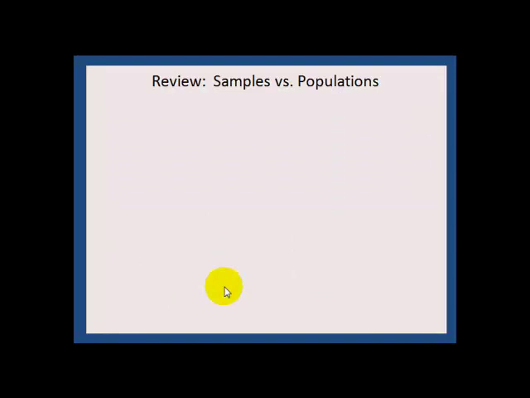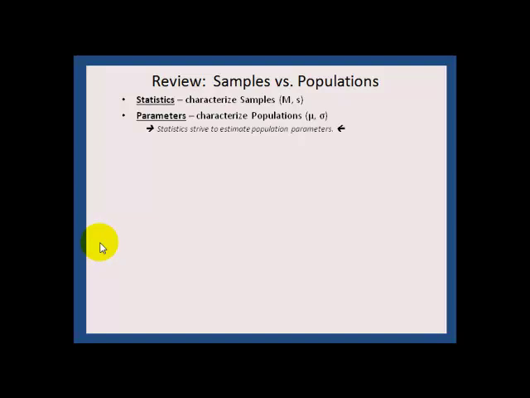So the last two slides are just some review of some important concepts that we've touched on before: the difference between samples and populations. Samples are described by statistics, so capital M or S, the letters of the regular alphabet. Parameters characterize populations, so that would be your Greek symbols like mu and sigma. Remember, the statistics are trying to estimate the population parameters.